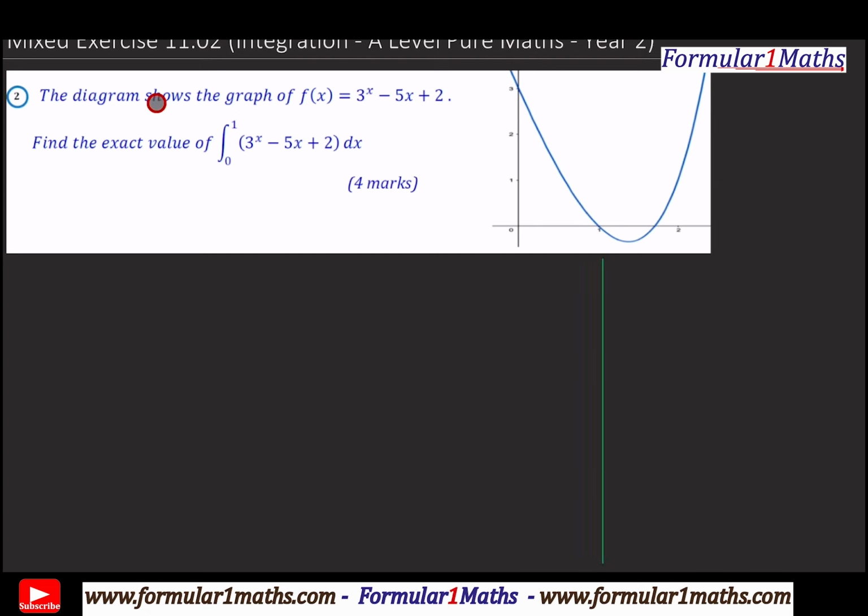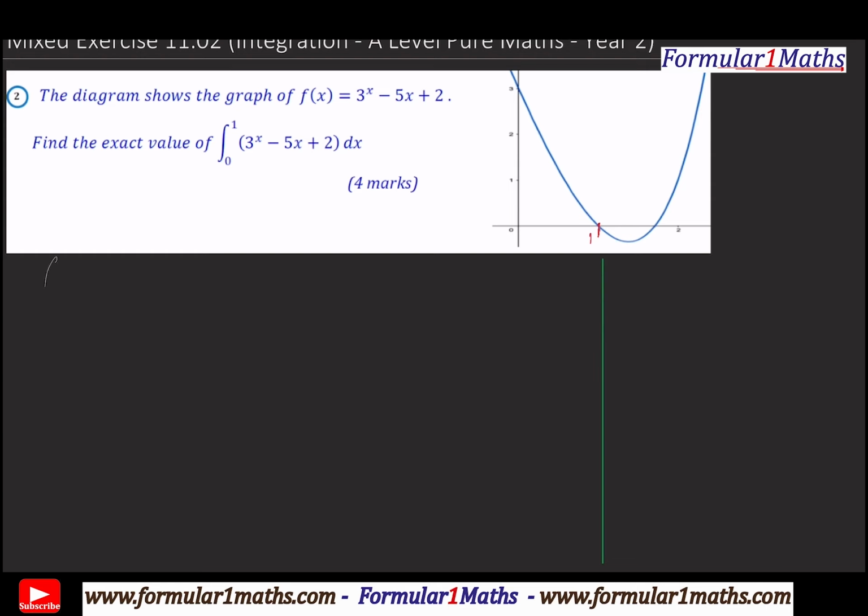Question 2. The diagram, this, shows the graph of f of x equal to 3 to the power x minus 5x plus 2. Find the exact value of the integral of 3 to the power x minus 5x plus 2 with respect to x and between the limits of 0 and 1. Looking at the graph very carefully, you see that intercept on the x-axis here is 1. And so we can integrate between these limits, 0 and 1, without considering negative values, which will fall into this place. So we go ahead and do the integration directly.